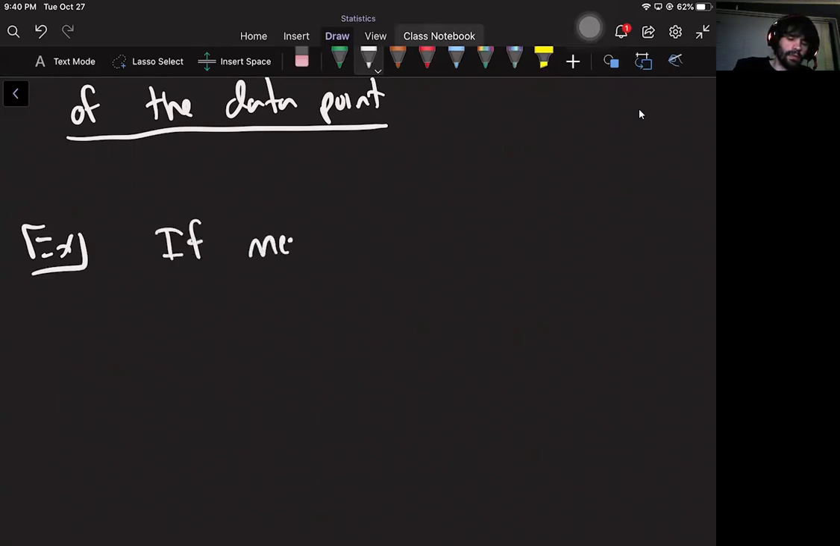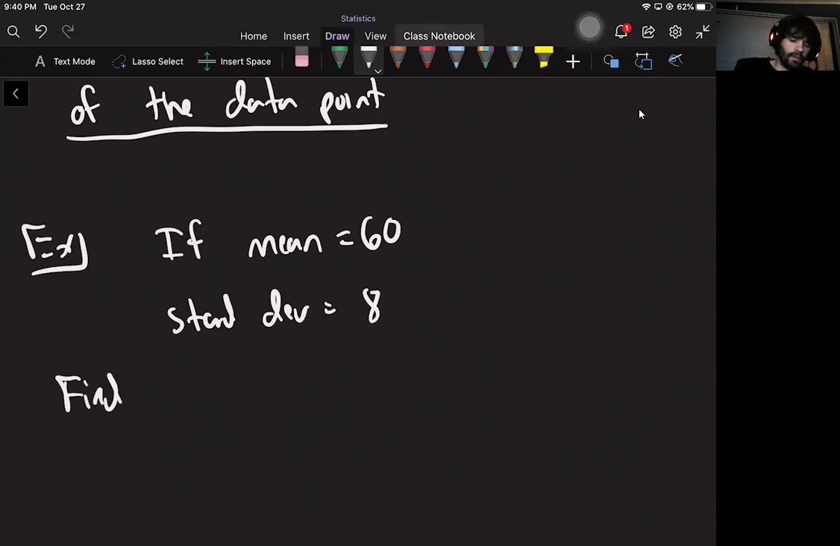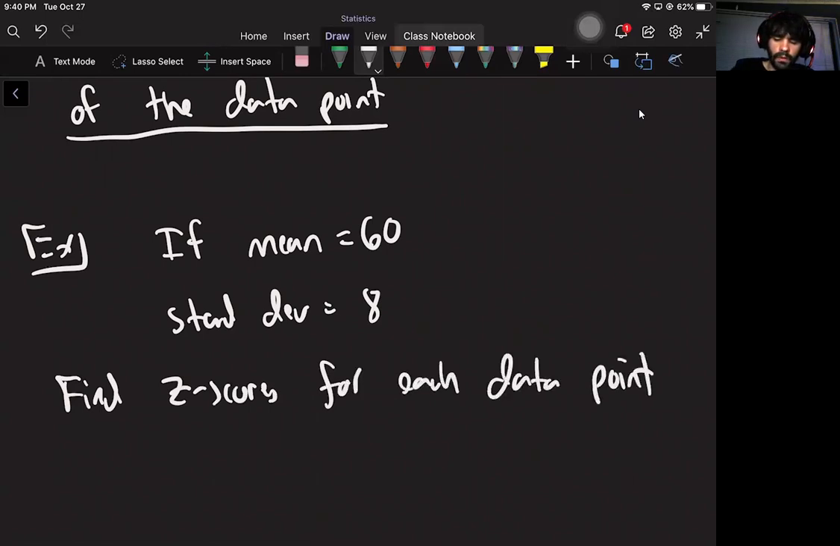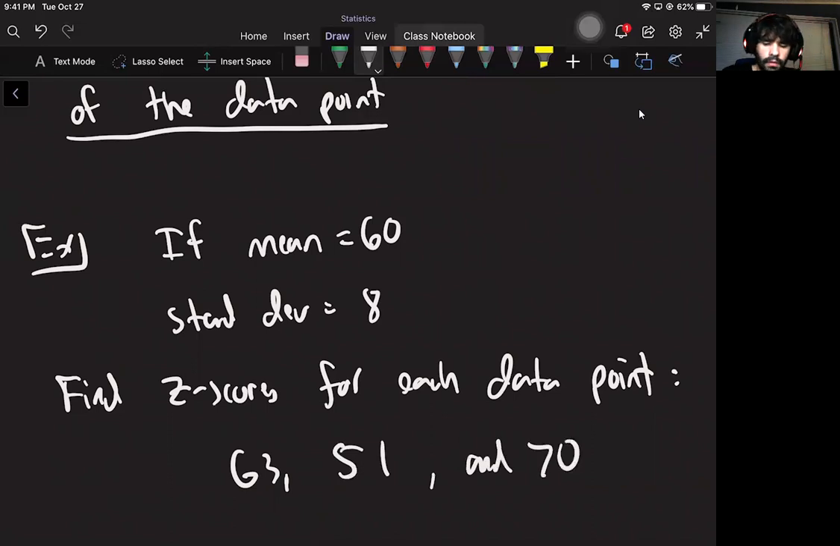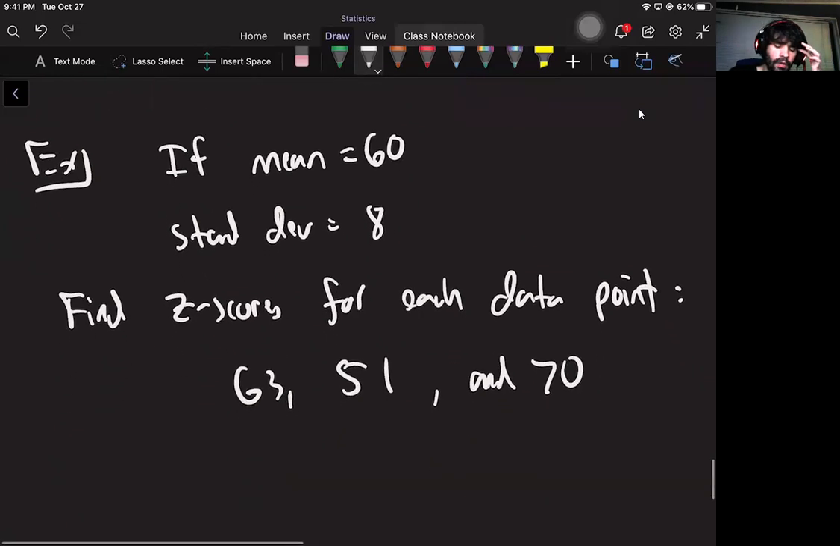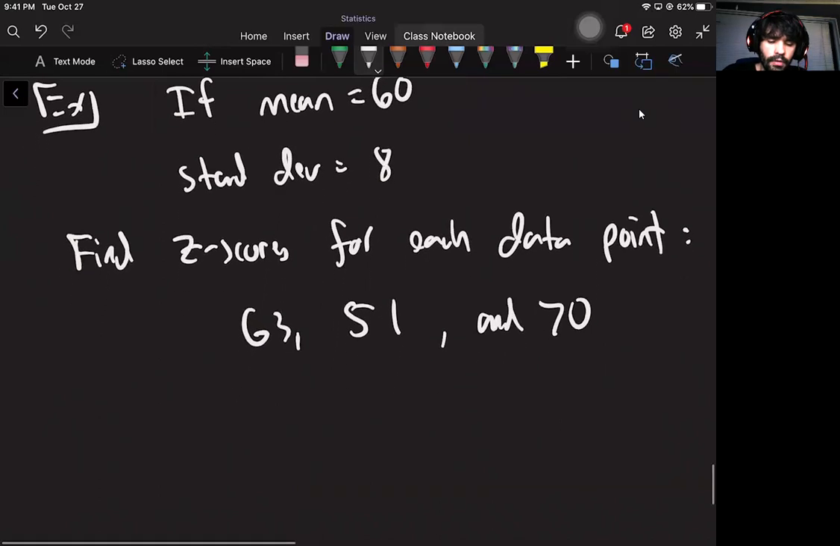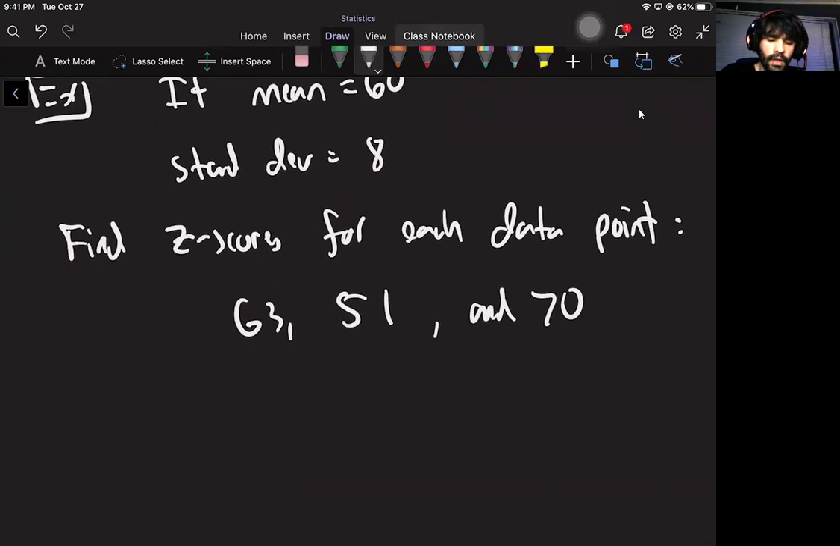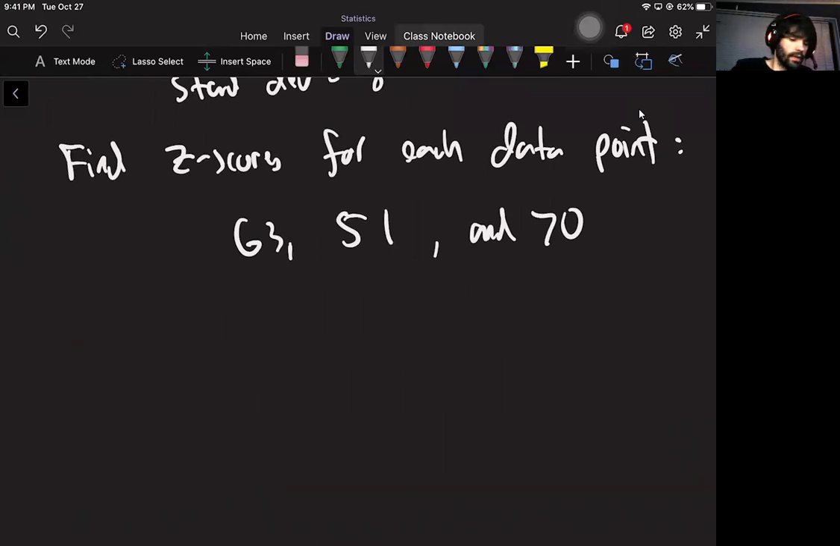So if the mean is 60 and the standard deviation is 8, let's find some z-scores for each data point. So again, let's do it for these 3. The idea is how far away are these things from 60 in terms of numbers of standard deviations, so relative to how spread out the data is.